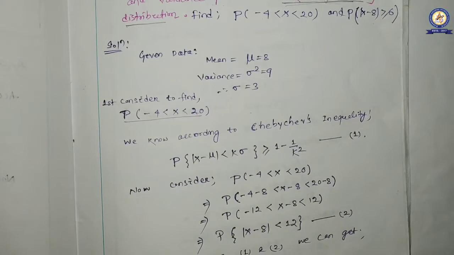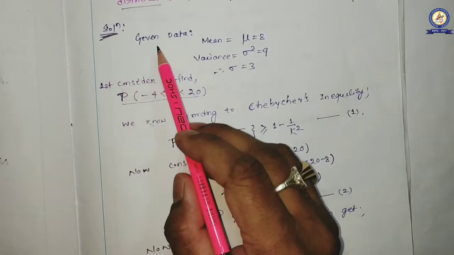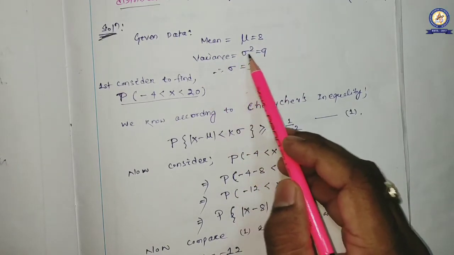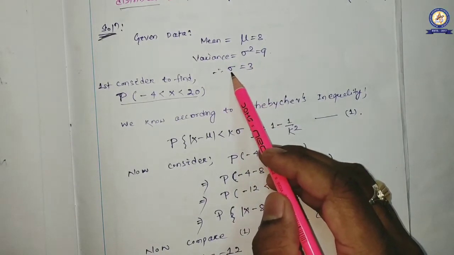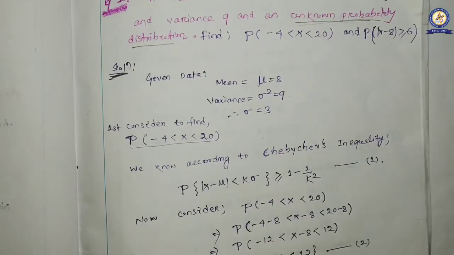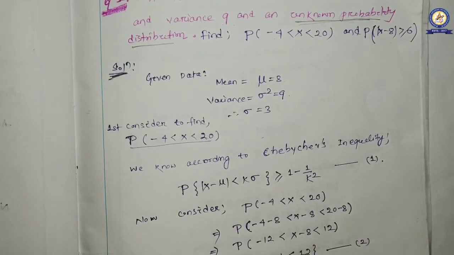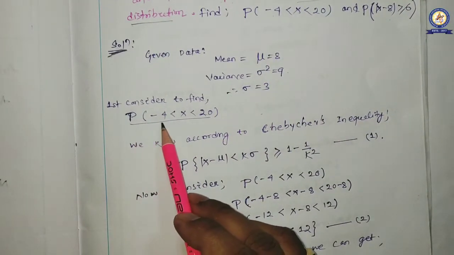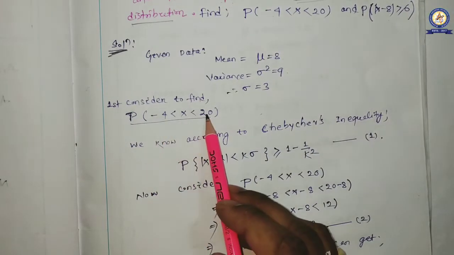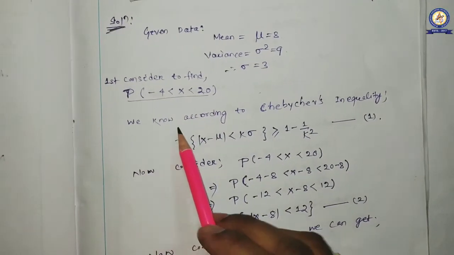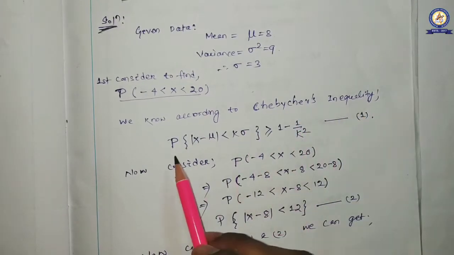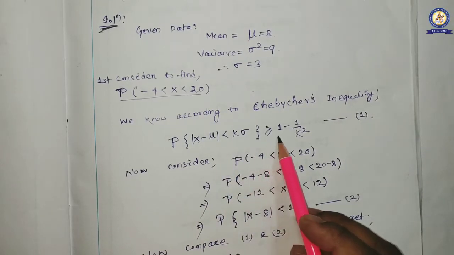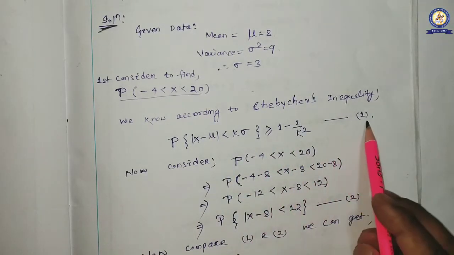So here the solution starts. Given the data, mean mu equal to 8 and variance, that is sigma square, equal to 9. Hence the standard deviation is equal to 3. First we are going to consider this probability, the probability in between -4 to 20. We know, according to Chebyshev's inequality, the probability of |X minus mu| less than k sigma is greater than or equal to 1 minus 1 by k square. Let this be equation number 1.